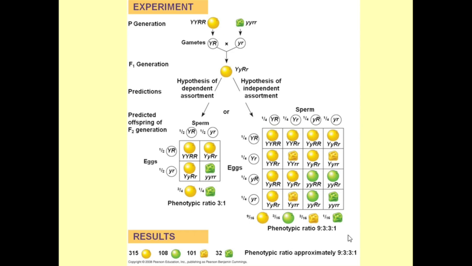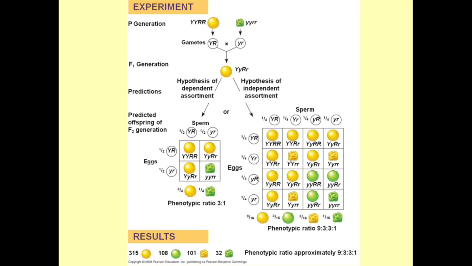And again, Mendel didn't just stop with one experiment. He did this hundreds of times and he kept finding the same results, this phenotypic ratio of 9:3:3:1. That shows us allele pairs will separate independently of each other during gamete formation. The alleles for pea color and the alleles for pea shape are not linked together.